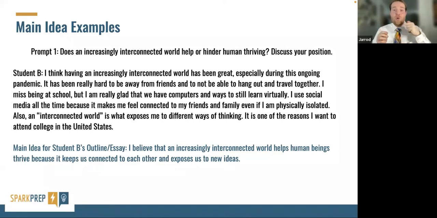So let's again do our quality check. Does student B's main idea answer the prompt? Absolutely. He talks about how it helps human thriving, so answering the first part of the prompt, and he discusses his position by giving some reasons. So now that the student has their main idea, they can proceed with the outline.